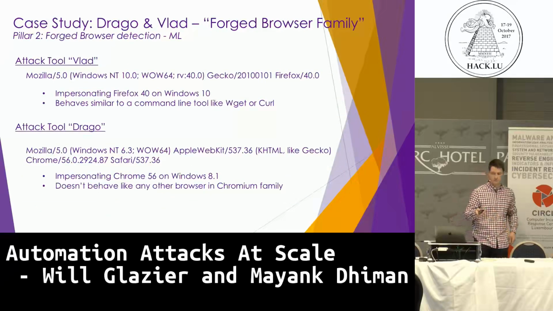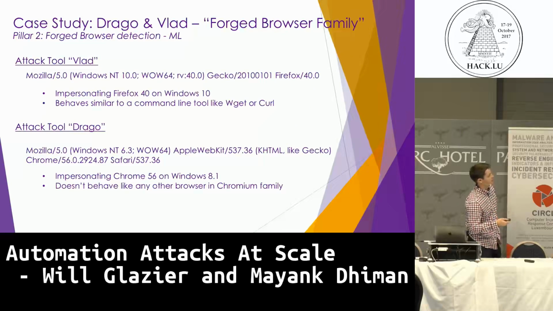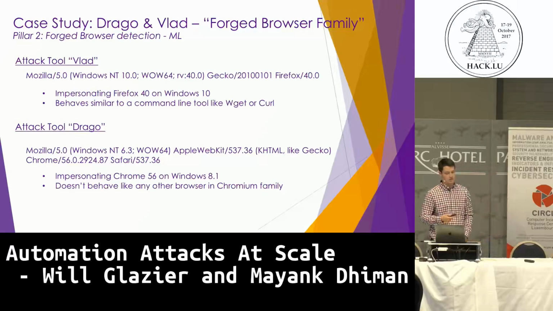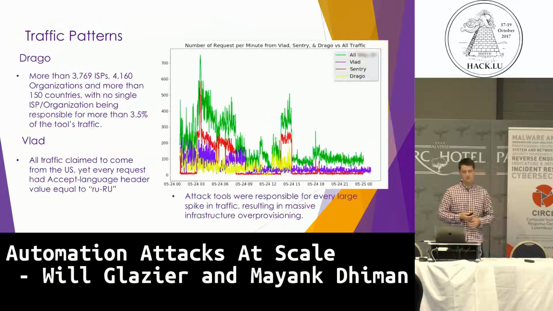I want to highlight 2 attack tools in particular. For those of you who are familiar with the American Rocky movies, that'll explain our goofy names here: Vlad and Drago. The first one, Vlad, impersonates Firefox 40 on Windows 10 via the user agent string, but it actually behaves more similar to a command line tool like wget or curl. Similarly, the attack tool Drago impersonates Chrome 56 on Windows 8.1. And we looked at all the other traffic from all the other Chrome families, and it behaved nothing like it. So once again, a suspicious pattern from a defensive perspective.